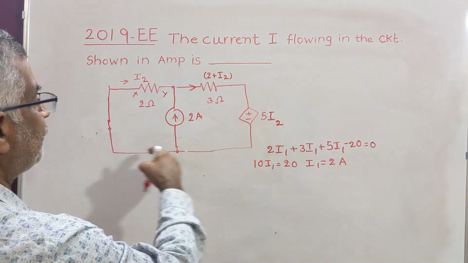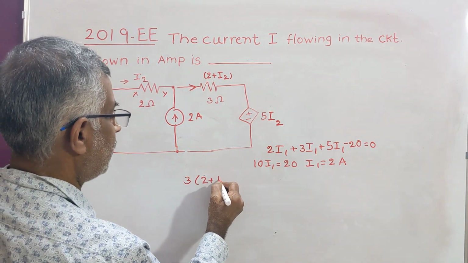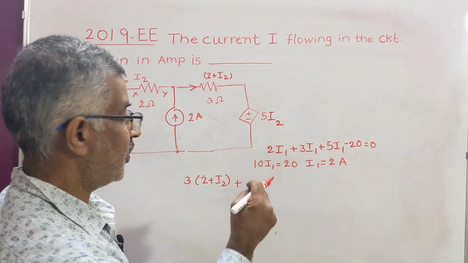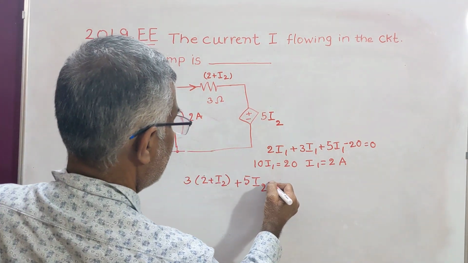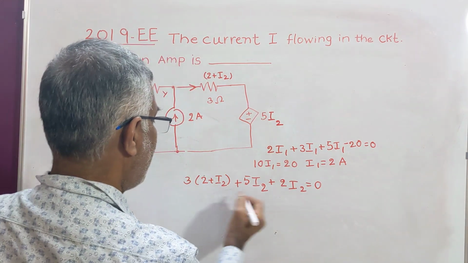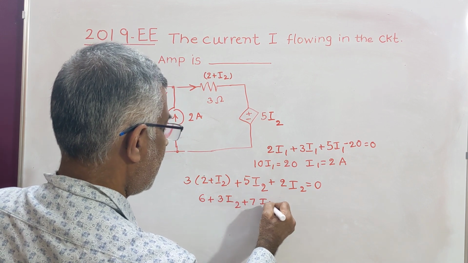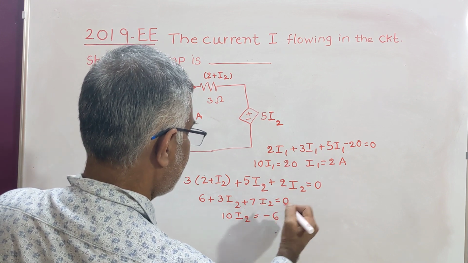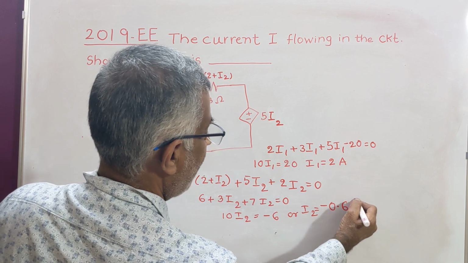Apply KVL to this path. 3 into (2 plus I2), plus, going from plus to minus, fall in potential taken with plus sign, 5I2, then here plus 2I2 equal to 0. Simplifying, 6 plus 3I2 plus 7I2 equal to 0, or 10I2 is equal to minus 6, or I2 is equal to minus 0.6 amperes.